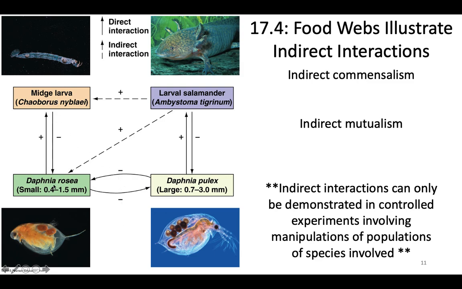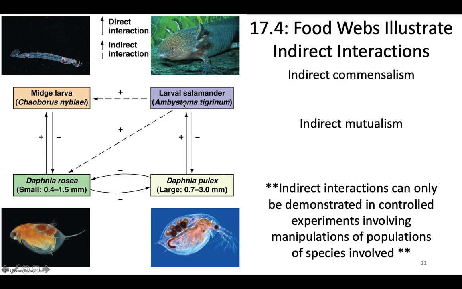Midge larvae feed on Daphnia rosea, so Daphnia increase midge larvae; midge larvae decrease Daphnia rosea. And then what you see by these dotted lines, these are indirect interactions between the salamander, Daphnia rosea, and the salamander and the midge larva.